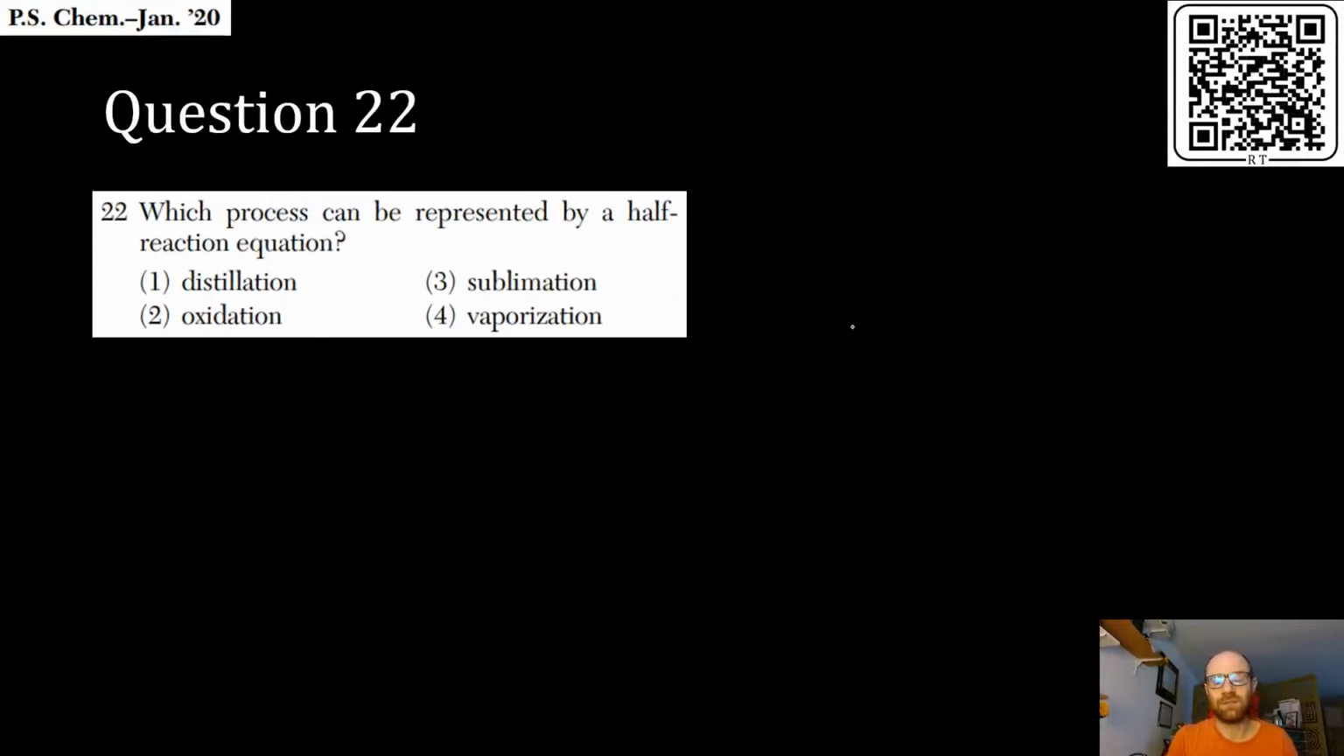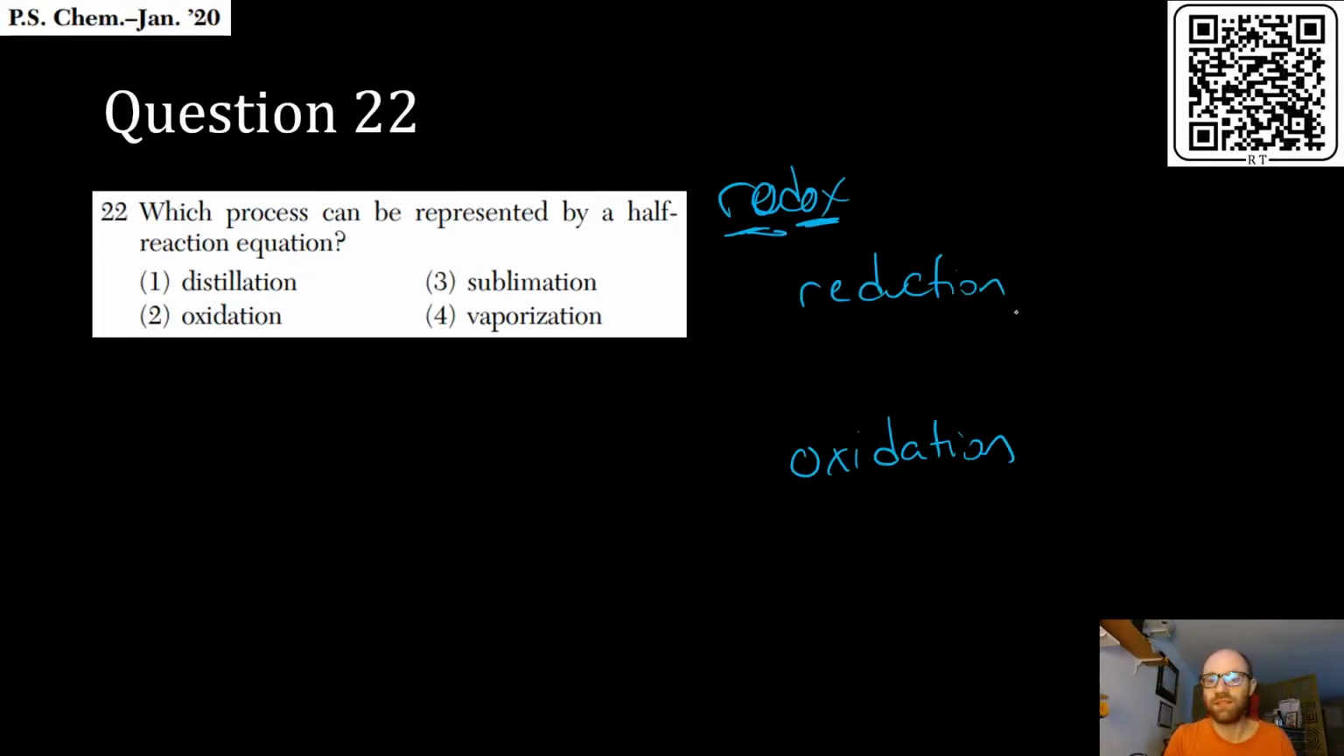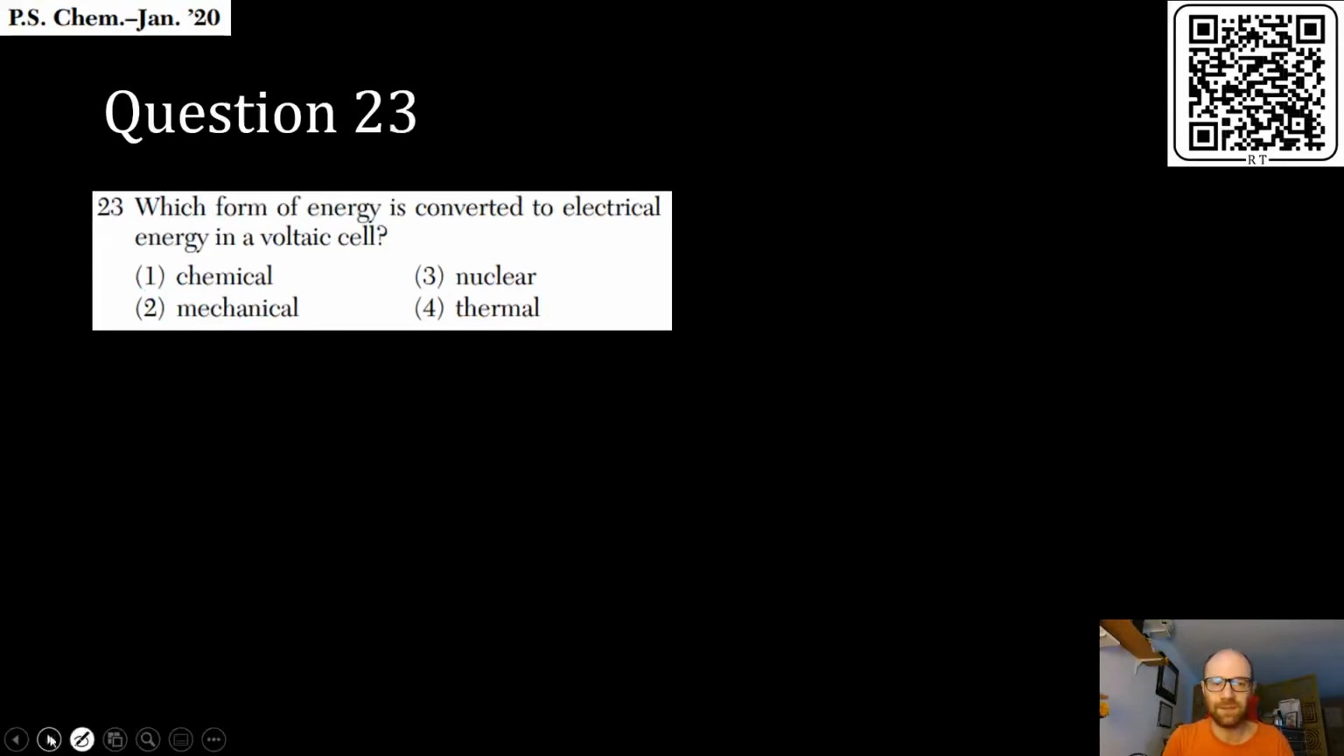Half reactions represent half of a redox reaction, so we're still looking at redox reactions. And redox is two words put together. That's reduction and oxidation. And like we saw in the last slide, lose electrons is oxidation, gain electrons is reduction, or OIL RIG. Oxidation is losing, reduction is gaining, but regardless of the ones listed here, we have oxidation as a half reaction. Distillation is a separation method. Sublimation we already talked about, and vaporization, like sublimation, is a phase transition from liquid to gas.